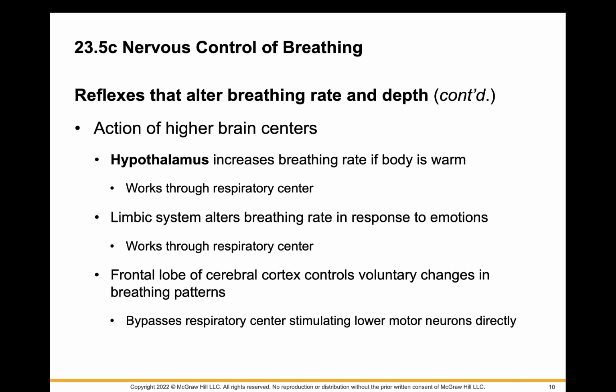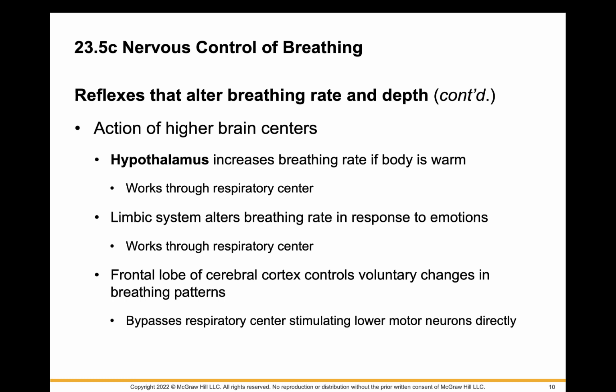There also is the role of higher brain centers, because we know when someone tells us to start breathing in and out, we can actually do that. The hypothalamus can actually increase breathing rate if the body is warm. This is the impact it has on the respiratory center. The limbic system can actually alter breathing rate in response to emotions. This also will be through the respiratory center.